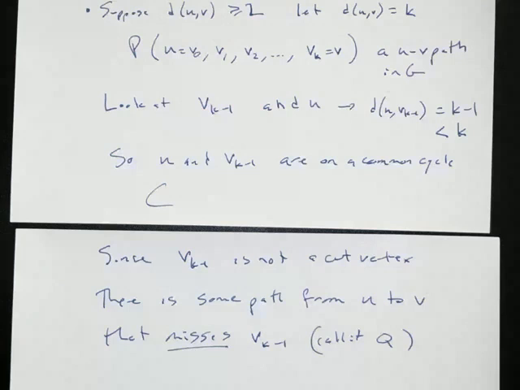Let's think about this path Q. I start out at U. I start working towards V. Maybe I'm on the same path as V for a little while. At some point, I have to veer off it because I have to skip Vk minus 1. Maybe I do that right at the beginning. Maybe this path is completely different. But maybe it isn't. Maybe for a while it's the same. Somewhere along that path, I branch off.